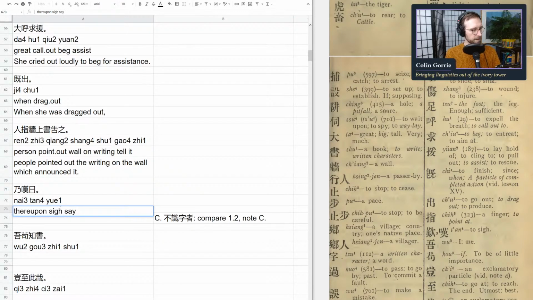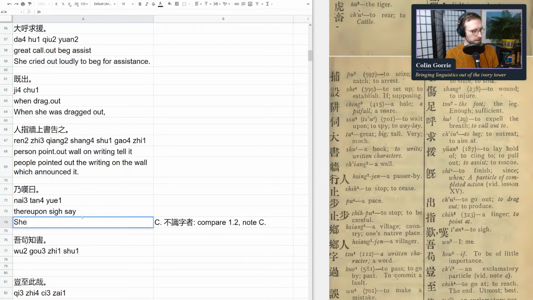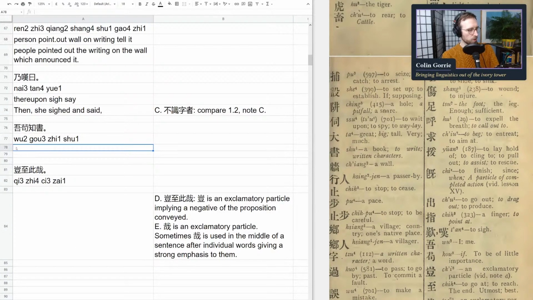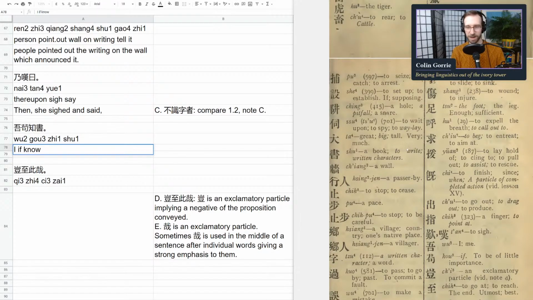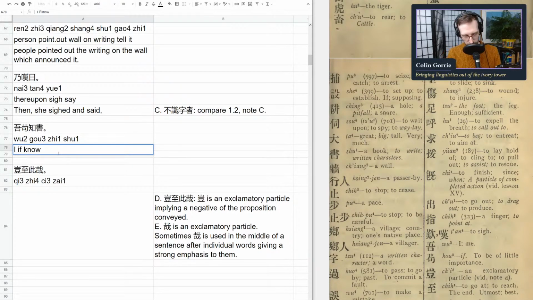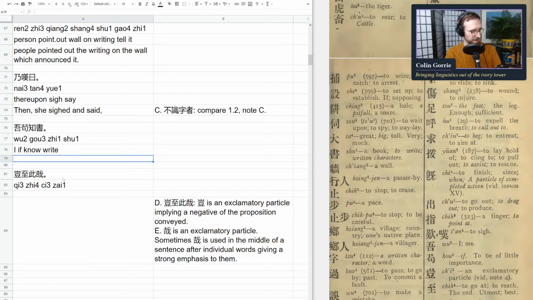And then we have this quotative. So we could translate this as then she sighed and said, what did she say? 无狗之书. And 无 is I. It's first person pronoun. Go is if. 知, we had this before, this is to know. And 书 is, this is why we have two. This is why we have both to write and written characters here, because it's used in both senses. So if I know right, let's just finish this off because this would be the full sentence, these two together.